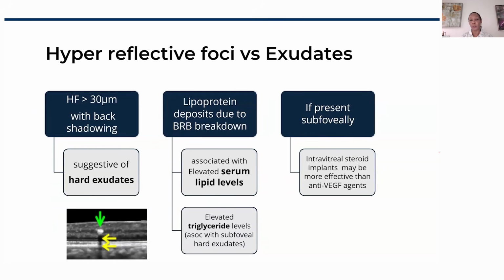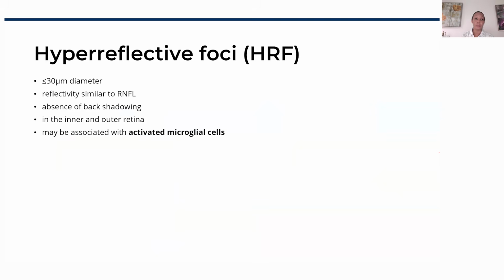If you have hyperreflective foci that are greater than 30 micrometers with back shadowing, as the green arrow shows in this picture, it's suggestive of hard exudates. Hard exudates are lipoprotein deposits that leak due to the blood-retinal barrier breakdown, and they're usually associated with elevated serum cholesterol and triglyceride levels, particularly if they're subfoveal hard exudates. If you have subfoveal hard exudates, you might find that intravitreal steroid implants may be more effective than anti-VEGF agents, in addition to controlling the patient's cholesterol level.